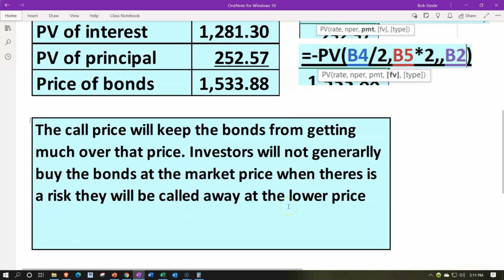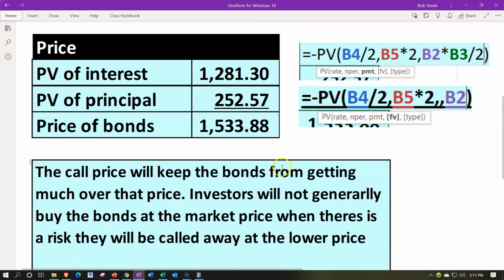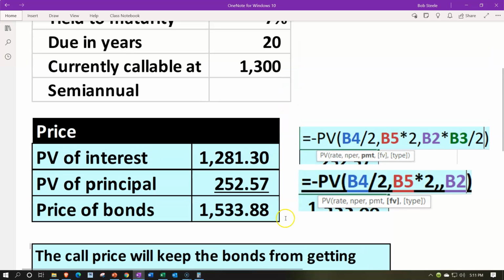So a call price will keep the bonds from getting much over that price, meaning the 1,300. Investors will not generally buy the bonds at the market price when there's a risk they will be called away at the lower price. In other words, they're likely to say, hey, I'm not going to pay the 1,533.88 like I might if there were no callable option, due to the fact that it could be called back at the 1,300. So you would think, in general, the 1,300 callable component would act as a kind of cap in terms of the market conditions and what the market might be willing to pay for a particular bond or security.